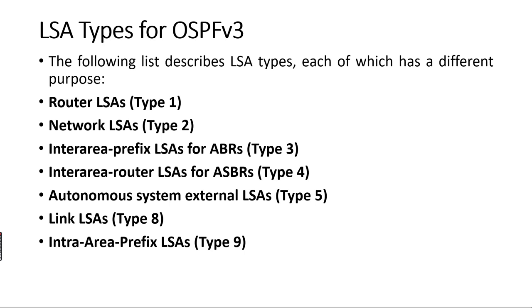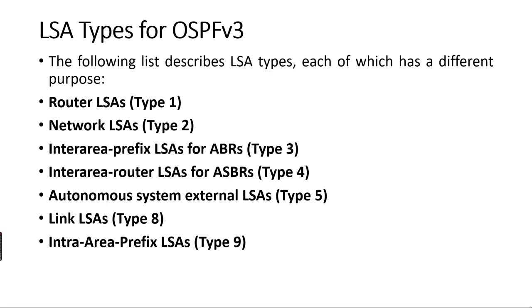So in OSPF v3, the addresses for these LSAs are expressed as prefix length instead of the address and the mask. And the default route is expressed as a prefix with the length 0. This is about the type 3 LSA, which is the inter-area prefix LSA for ABRs, area border routers.